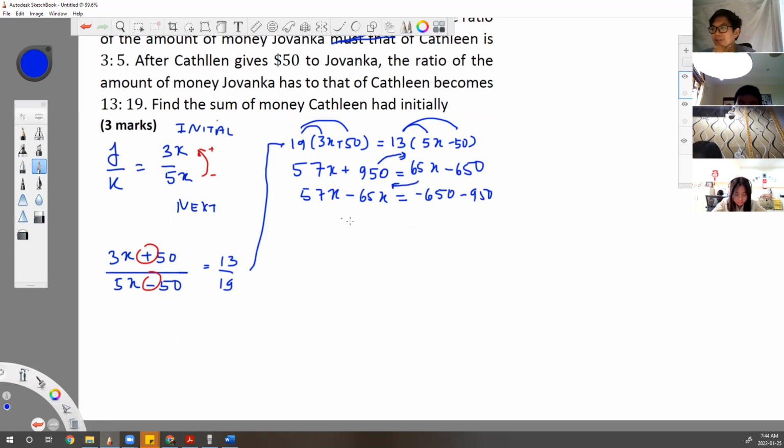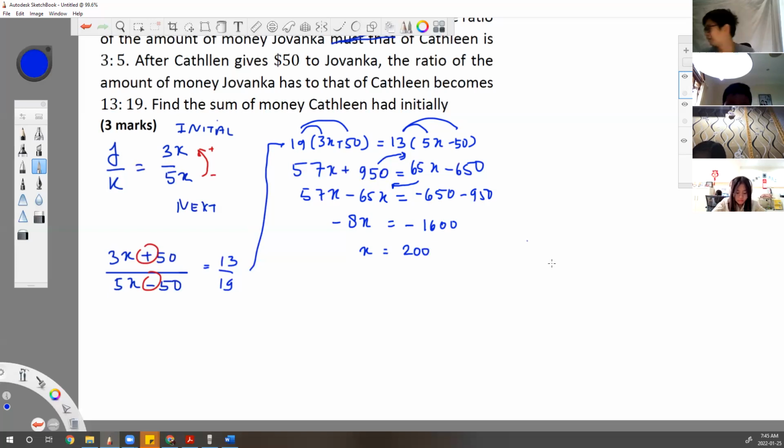So this will be negative 8. Oh, no, negative 8x equals to negative 1600, right? So the amount of x will be 200. Okay, I am not sure, but wait, I have to check it. Yes, that's right. So the amount of x is 200.